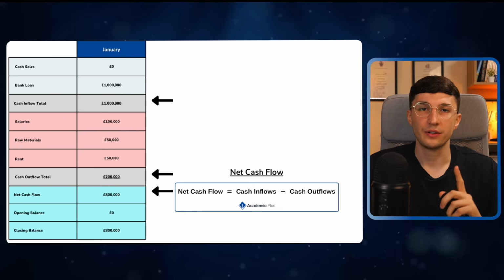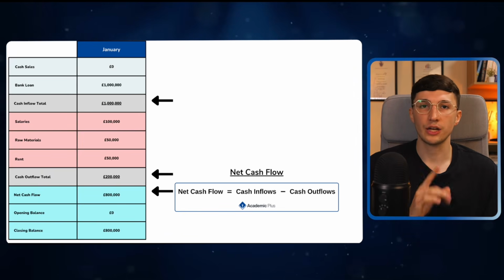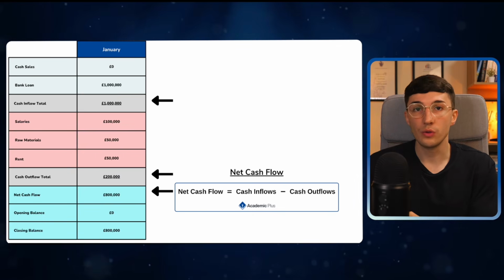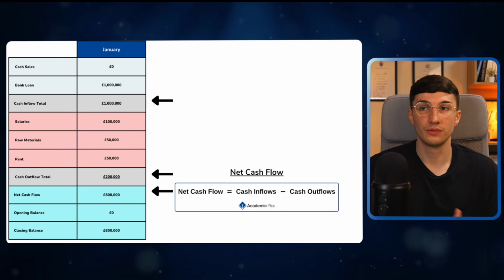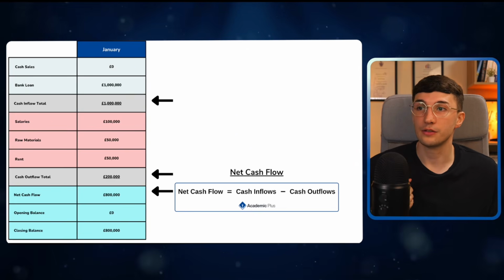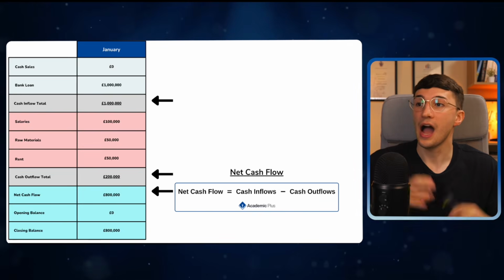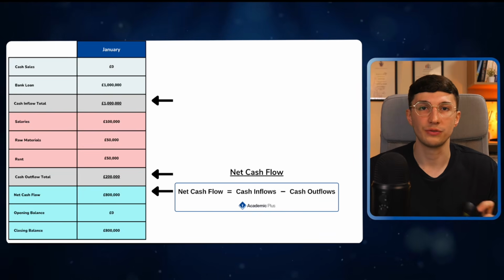Then we've got our first calculation, which is our net cash flow. Now, the way you calculate your net cash flow is that you take your cash inflows minus your cash outflows. So as you can see here in January, we had £1 million flowing into the business and we only had £200,000 flowing out of the business. So in January, our net cash flow is £800,000.